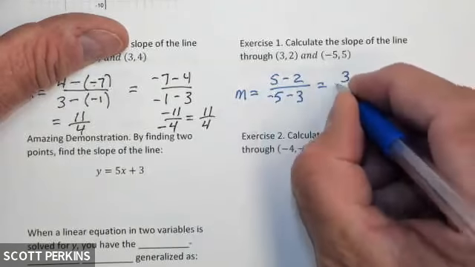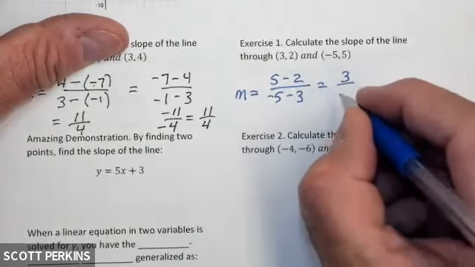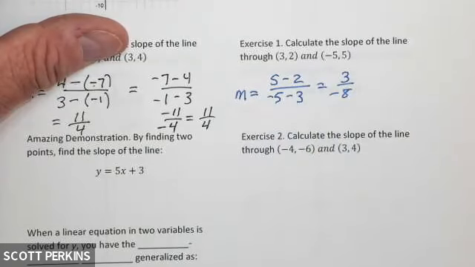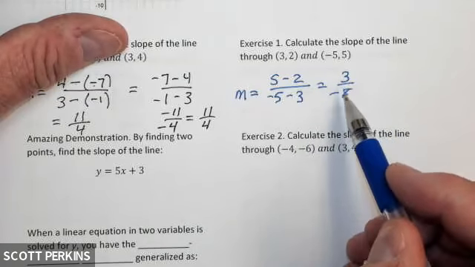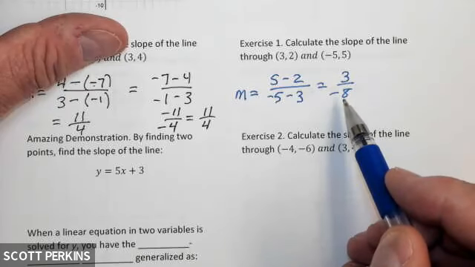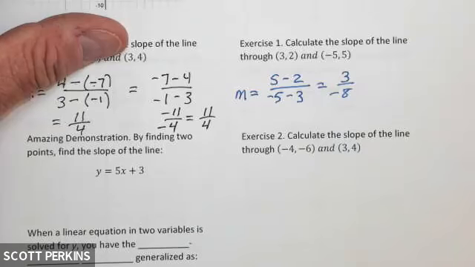5 minus 2 is 3. Negative 5 minus 3 is negative 8. So that tells me that this line goes 3 units in the y direction and then negative 8 units in the x direction. Negative 3/8 is the slope.